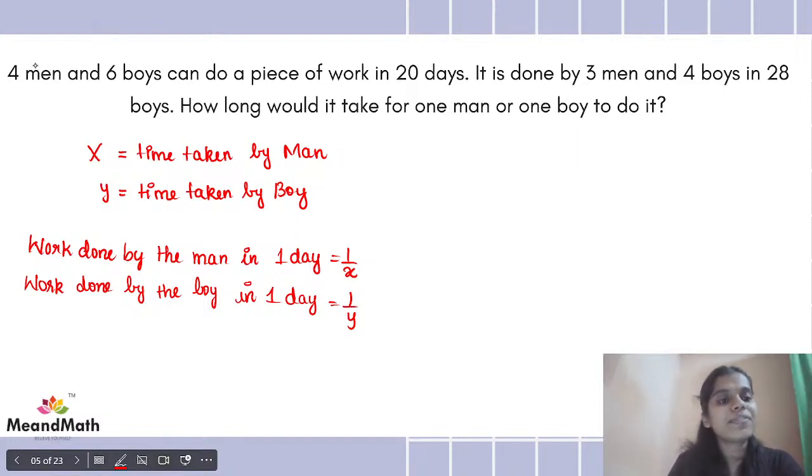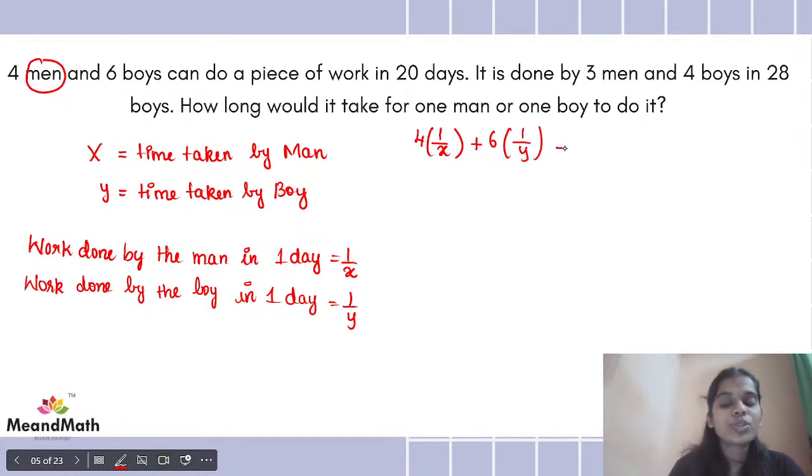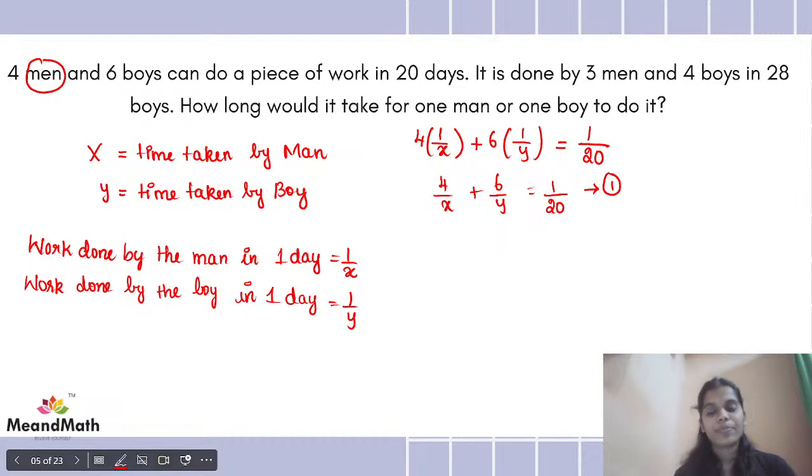Okay dear, so here we have 4 men. 4 times of 1 by x plus 6 times of 1 by y. Together they did for 1 day is 1 by 20. Out of 20 days, I took only for 1 day. Is it clear? Now we can take this: 4 by x plus 6 by y equal to 1 by 20. Let it be equation number 1.